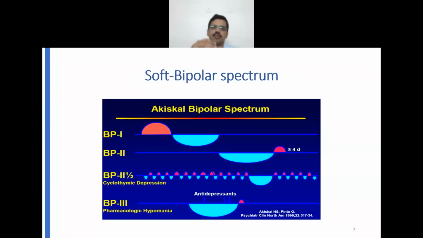So based on this, Kraepelin had proposed a concept of spectrum. Subsequently, Akiskal and colleagues proposed a soft bipolar spectrum, where we know about bipolar 1, where there has to be an episode of mania with or without depression. Bipolar 2, where we have a depression with a history of hypomania. Bipolar 2.5, where there is an underlying cyclothymia, and on top of that there is a depressive episode. Or there can be bipolar 3, where there can be a pharmacologically induced or antidepressant-induced switch. So basically, this spectrum concept goes with the first line of thought.